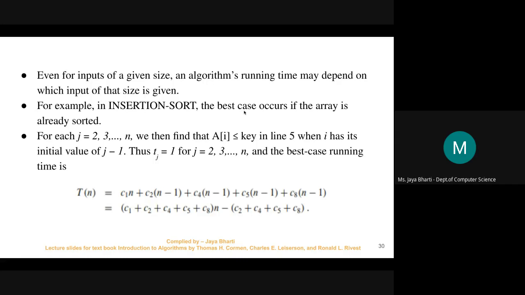In insertion sort, the best case occurs if the array is already sorted. If it is sorted in increasing order, then it is the best case. But if it is sorted in decreasing order, then it is the worst case for the insertion sort. Why, we will see.